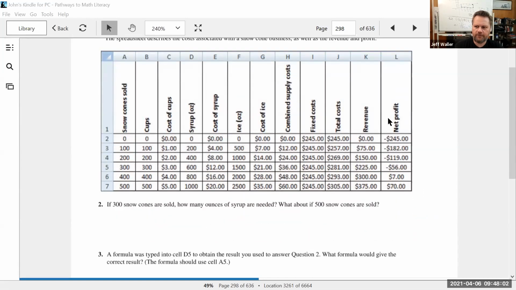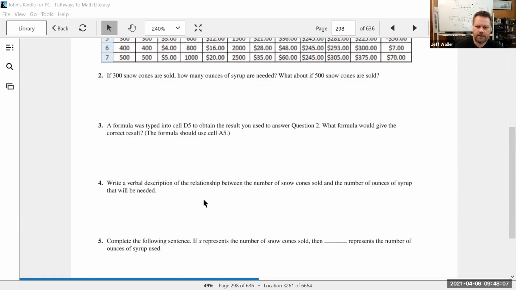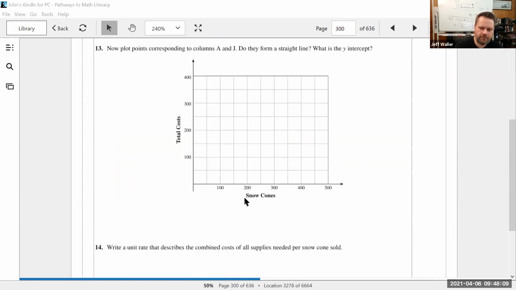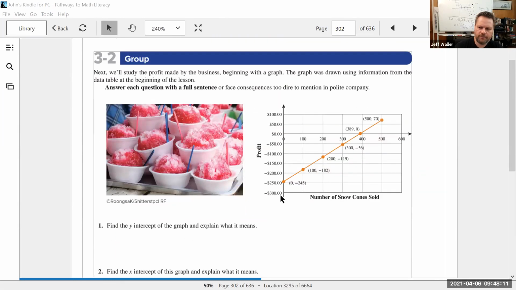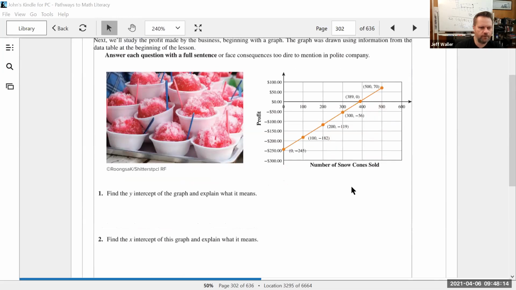So they took this information, the profit versus the number of snow cones, and they just graphed those. No big deal, right? They just graphed those points. There they are. So what's the y-intercept? So here's the y-axis, right? Here's the x-axis. What's the y-intercept? Just to remind you, it's a point. Negative 250.